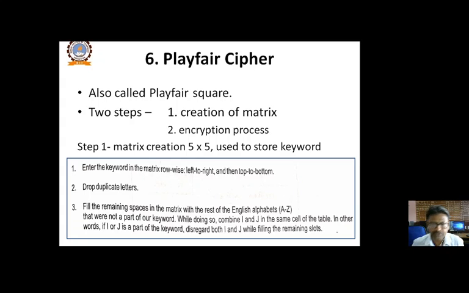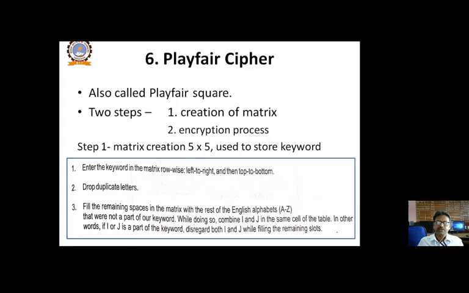So how is the matrix created? Of course, the matrix which will be created is 5 cross 5, and it is used to store the keywords. Before we implement the Playfair cipher for the encryption process, we must have a keyword, and then we will start the process of adopting the Playfair cipher for converting the plain text into ciphertext.